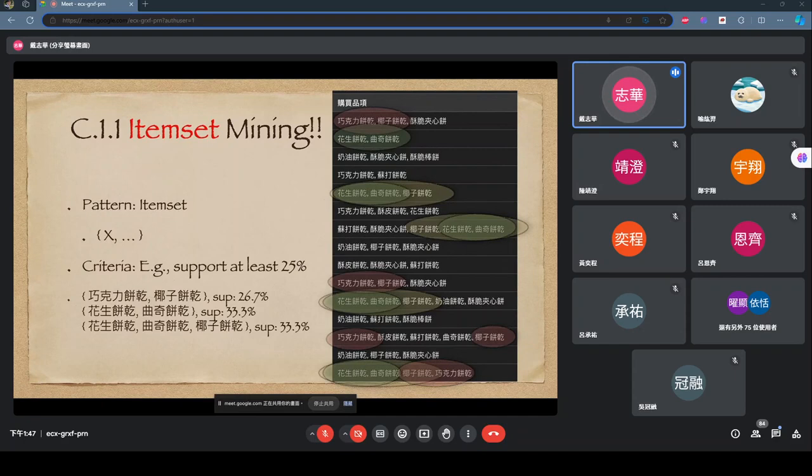So there are 4 customers who purchase chocolate and the coconut together. And in total, we have 1, 2, 3, 4, 5, 6, 7, 8, 9, 10, 15. So it's 4 over 15, customers would purchase chocolate and the coconut cookies at the same time. That's pattern mining.